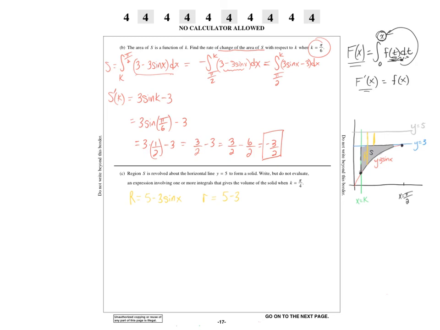And then we just go into autopilot. Pi on the outside, we have big R squared minus little r squared dx, because we're going along the x-axis. It's a horizontal axis that we're revolving around. So there's our template that we're falling into. So I can fill in our specifics now. Of course, we're going to need our limits as well. But big R is 5 minus 3 sine x, squared, minus little r squared, which is 5 minus 3 squared. Put a bracket around that and that, put a dx at the end.